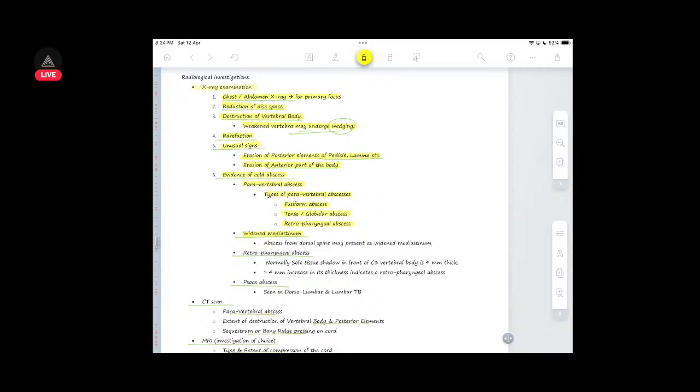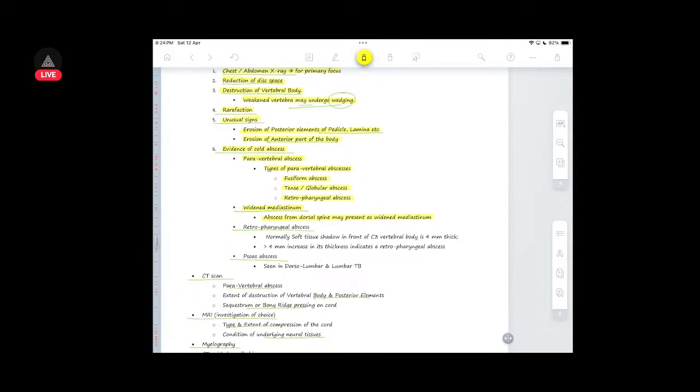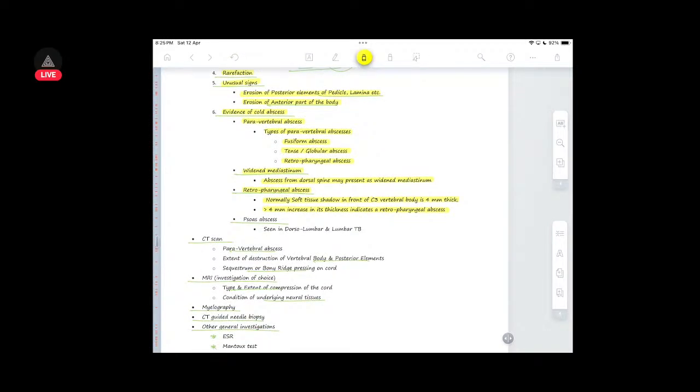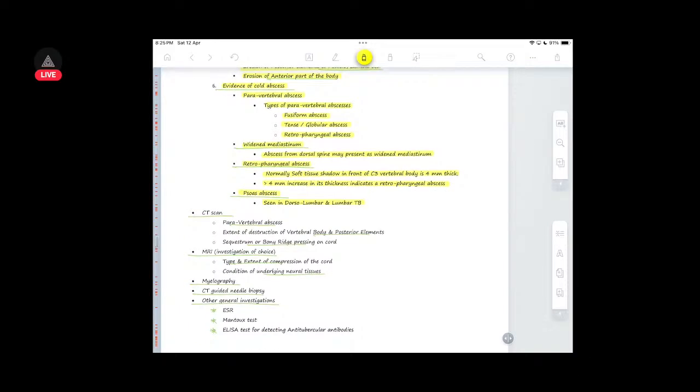An abscess formed from the dorsal spine may present as a widened mediastinum. The mediastinum may appear widened. Retropharyngeal abscess: normally the soft tissue shadow in front of the C3 vertebra is 4 mm thick. More than 4 mm indicates retropharyngeal abscess. Similarly, an abscess is seen in the dorsolumbar spine and lumbar TB.